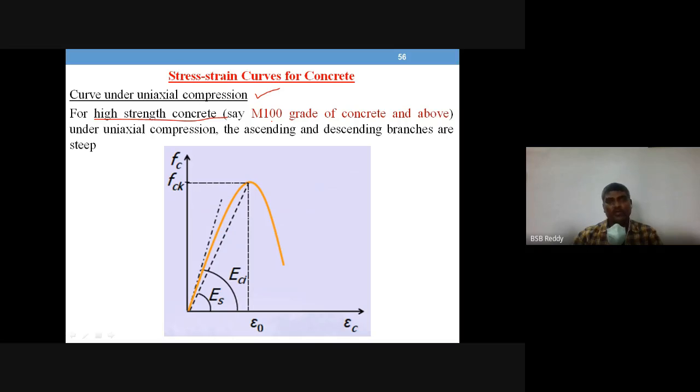And for the stress strain curve for high strength concrete, what we discussed for normal strength concrete is up to M60 or M80 grade. For higher strengths like M100 and above, under uniaxial compression, the ascending and descending branches are also steep. Okay, they're very steep curves. So this is like the initial Young's modulus, or secant modulus, where the line joining the fck, the ultimate value, to the initial point gives the secant modulus.